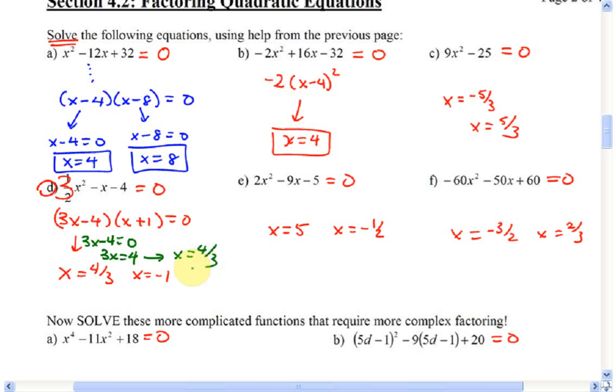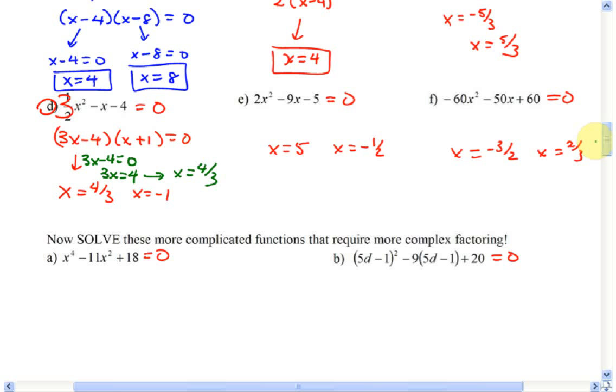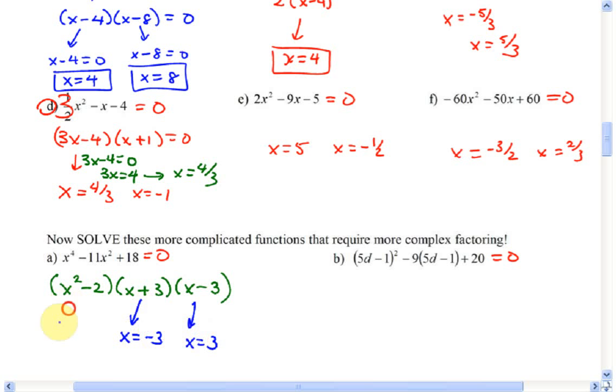Regular grade 8 algebra. Let me now go down to this one, because this is where it gets kind of messy, okay? For part A, when you factored this, you got this, okay? And then when you tried to solve, I saw many of you write this down. Over here, you got x equals 3. Correct. Over here, you got x equals negative 3. Correct. Over here, you got x equals root 2. Incorrect. What did I forget?